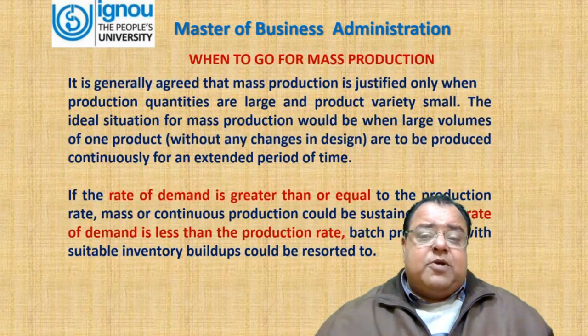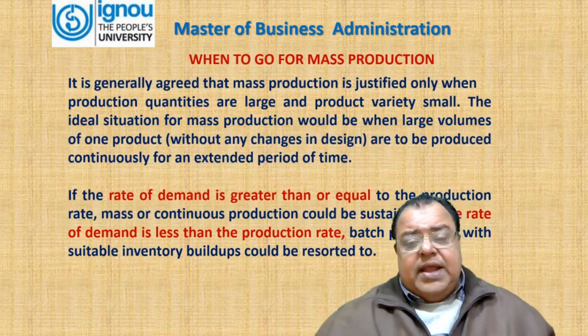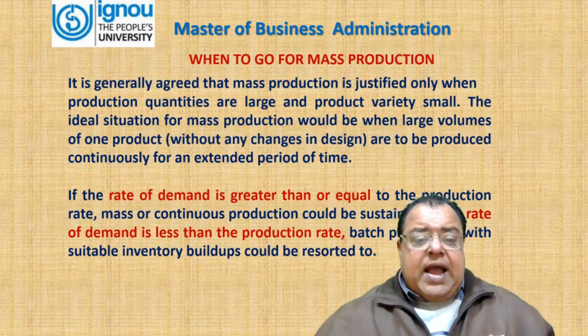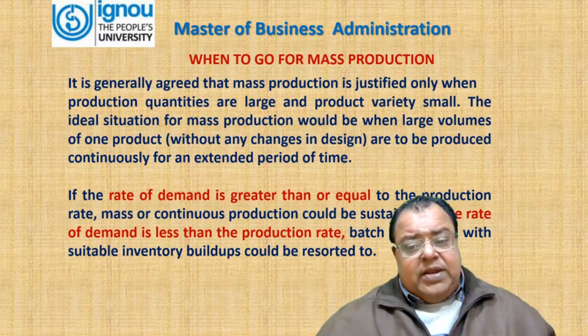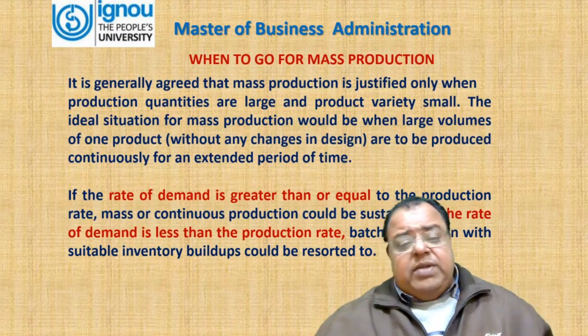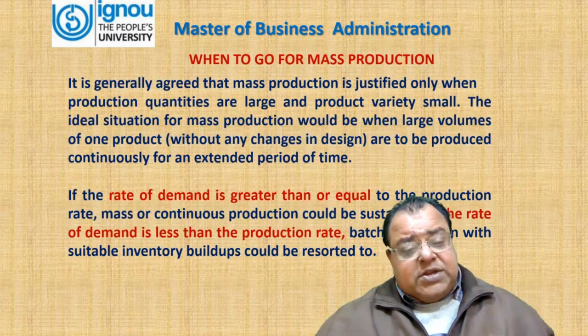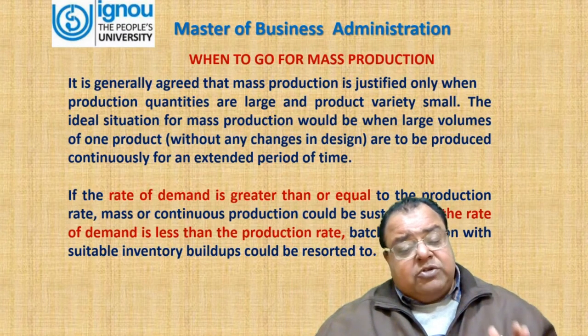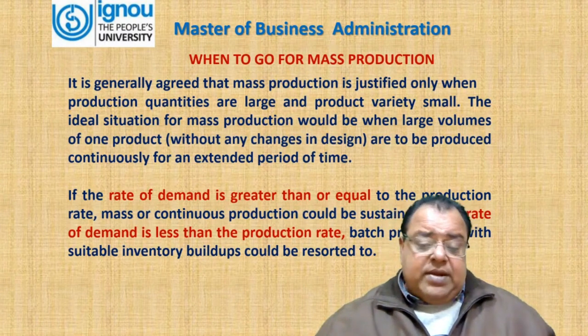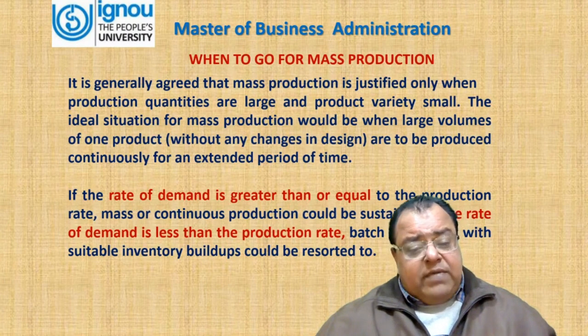Now, when to go for mass production? It is generally agreed that mass production is justified only when production quantities are large and product variety is small. The ideal situation for mass production would be when large volumes of one product without any change in design are to be produced continuously for an extended period of time. If the rate of demand is greater than or equal to production, mass or continuous production should be sustained. And if the rate of demand is less than the production rate, then batch production with suitable inventory buildups can be resorted to.